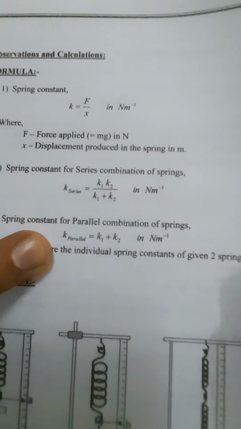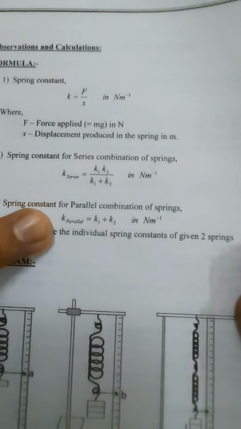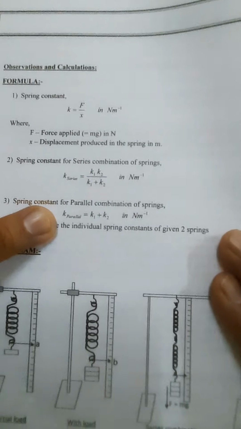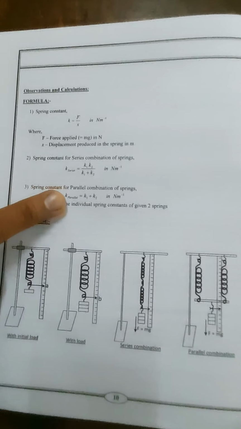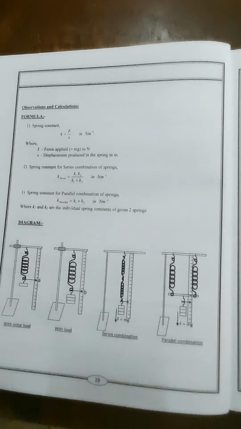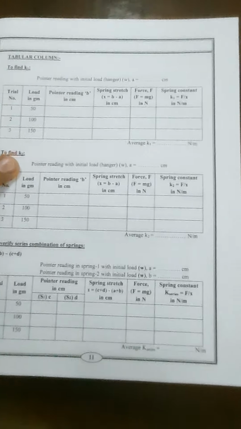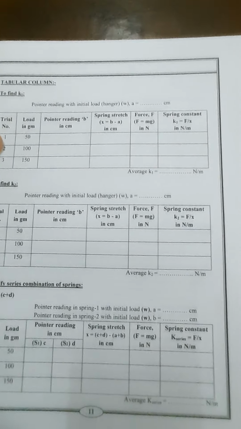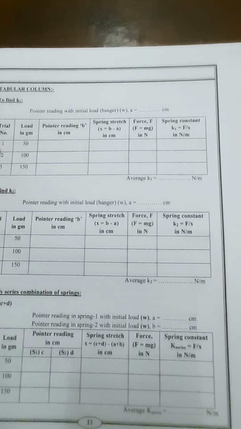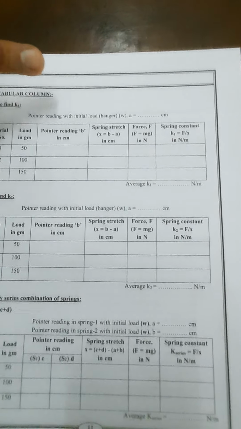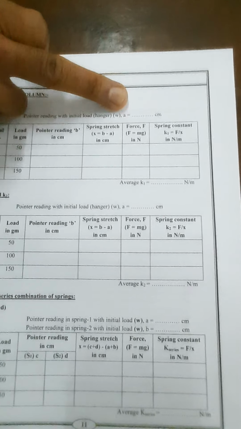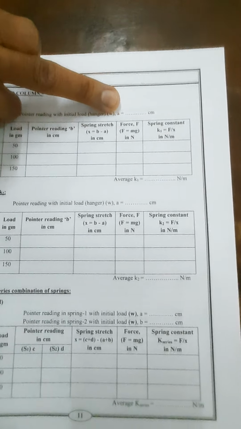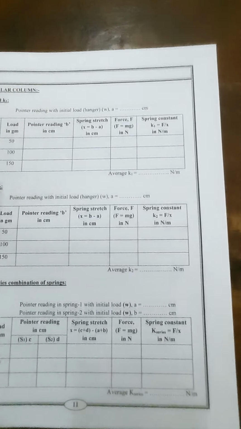In addition to that, we have to verify the parallel combination of two springs. The formula for the same is K parallel is equal to K1 plus K2. Now coming to the tabular column, this is our tabular column for finding the value of K1 for the first spring. In this tabular column, you can see A at the top. A is the reading in the presence of only the weight hanger. It's applicable for all the springs.